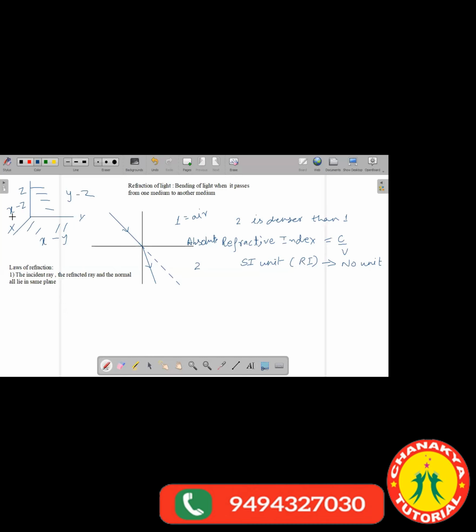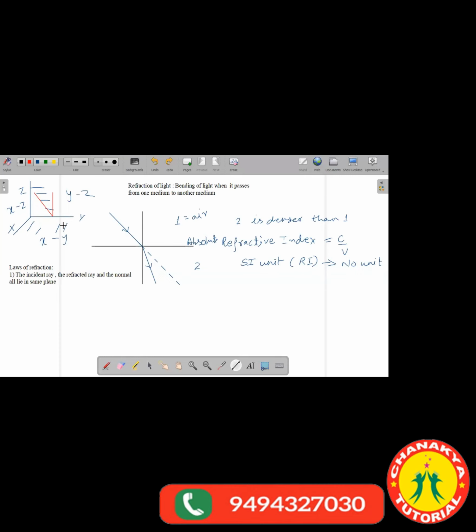Now, if your incident ray is moving in this YZ plane, like this, then your normal will also be in the YZ plane and the refracted ray will also be in the YZ plane only. It will not be in the XY plane or in the XZ plane. It will be in the same plane. That is what it means.